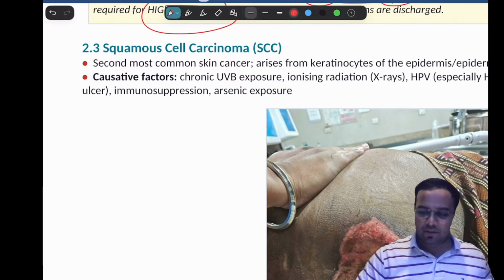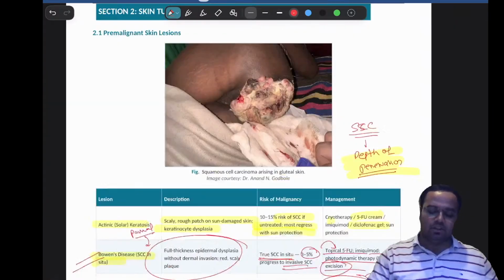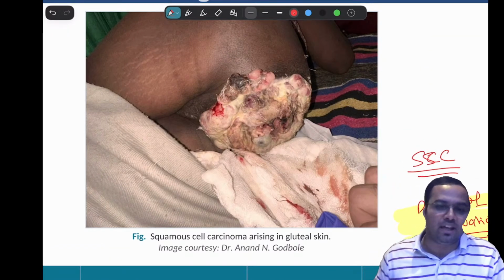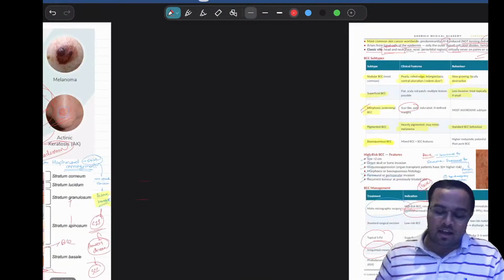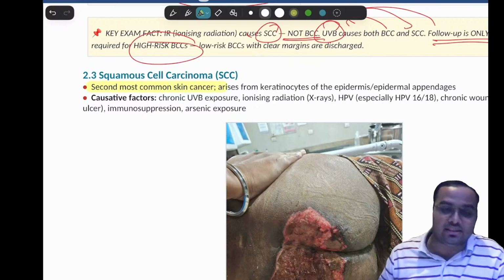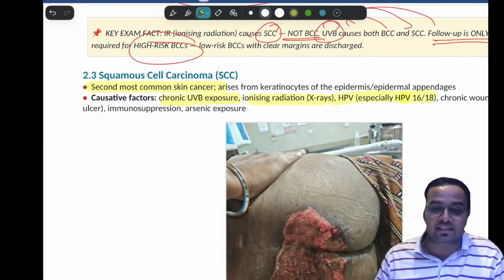So it can be caused because of both. As we saw in the photo, this is nothing but a squamous cell cancer in the gluteal region. See how fungating a lesion it is going to present as. What happens in squamous cell cancer? It is the second most common type of malignancy. First is basal cell carcinoma. Causes include chronic UV exposure, ionizing radiations, and HPV, specifically HPV 16 and 18.